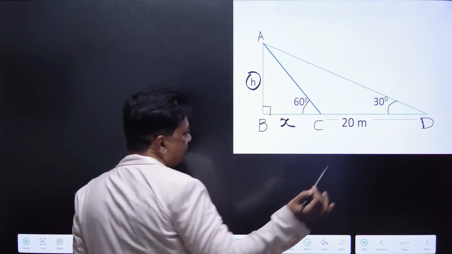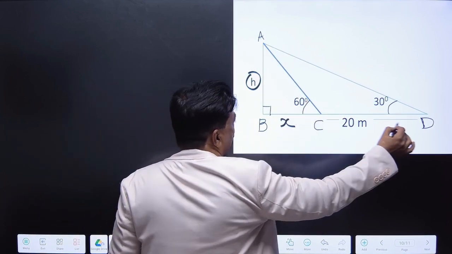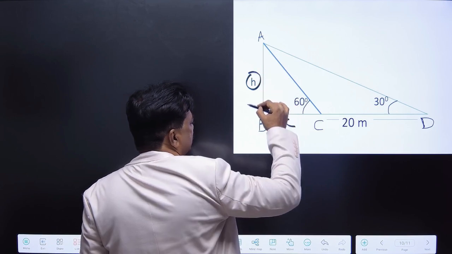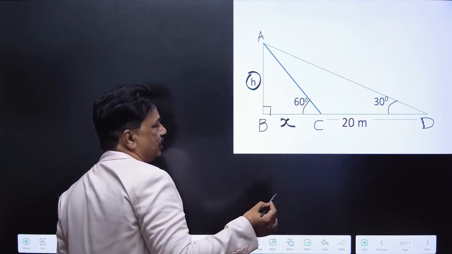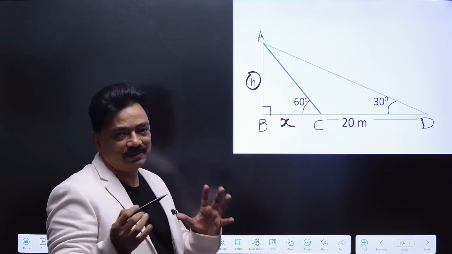Why did we study geometry? The normal solution is: in triangle ABD, tan 30 is equal to h divided by x plus 20, and then you get tan 60 is equal to h divided by x, and then you equate this and that.